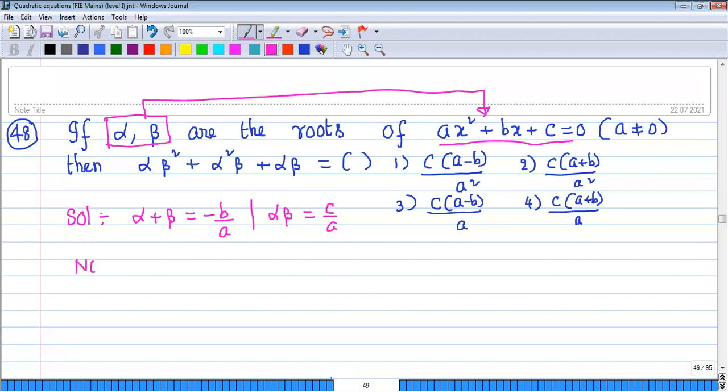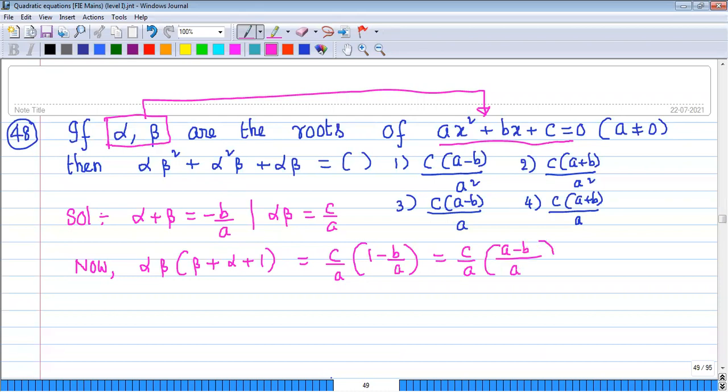So now from this we can take out alpha beta common. If you take alpha beta common, we have beta plus alpha plus 1. Let us substitute the respective values. C upon a, this is 1 minus b by a. LCM is a minus b. So c times of (a minus b) upon a into a is a square. Am I correct? Yes, sir.